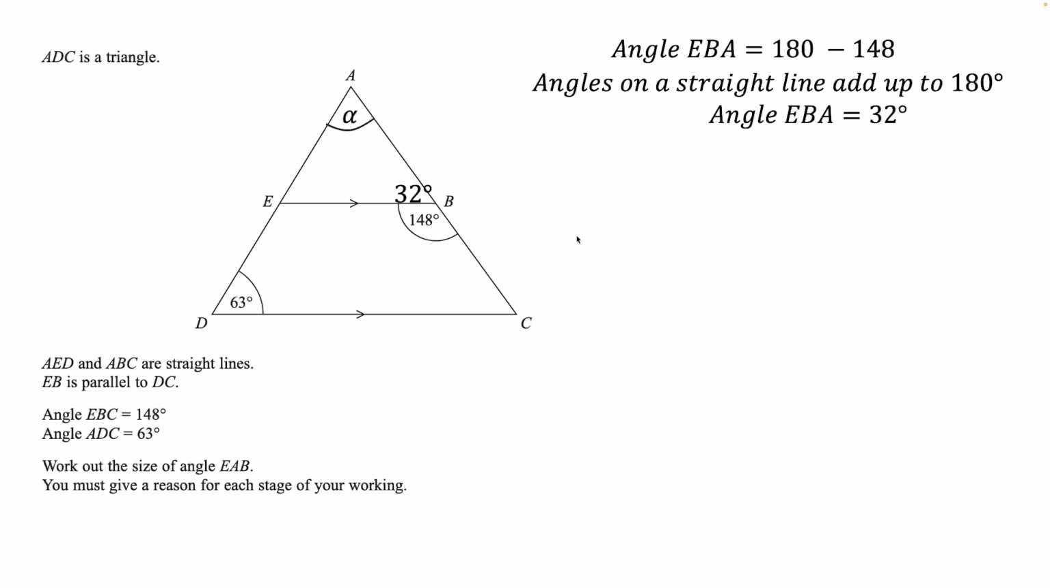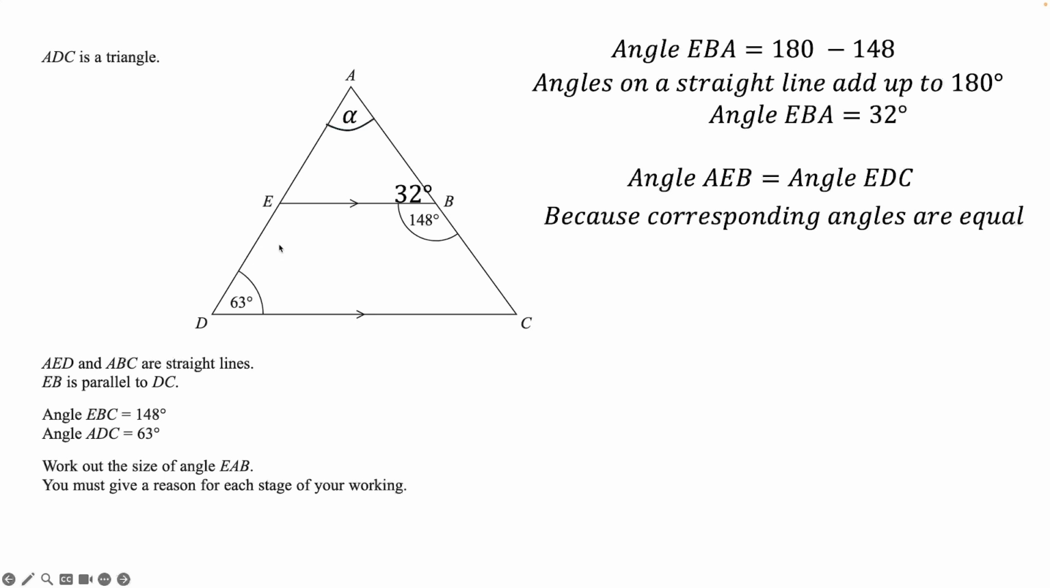Well, the next easy one is going to be this angle, which is angle AEB. This one is going to be equal to EDC. So this angle here is equal to this one because they're corresponding. Because this is a straight line and these two are parallel, these two angles are going to be the same because they're corresponding angles. So if this is 63, then this is also 63. So AEB is 63, and then we can mark it on.